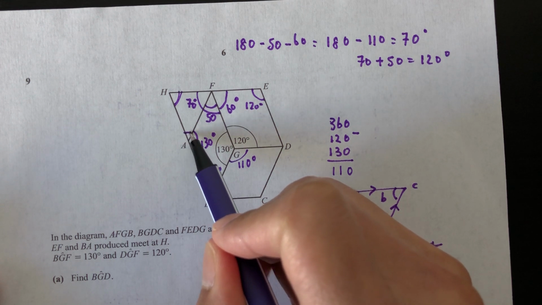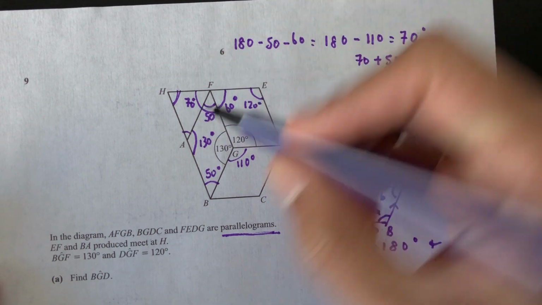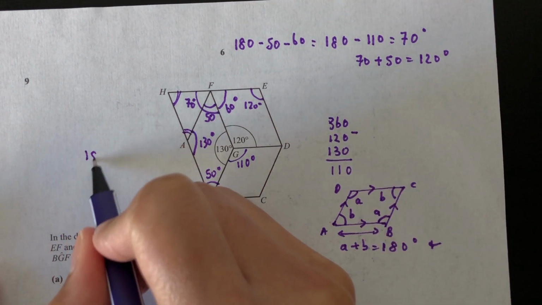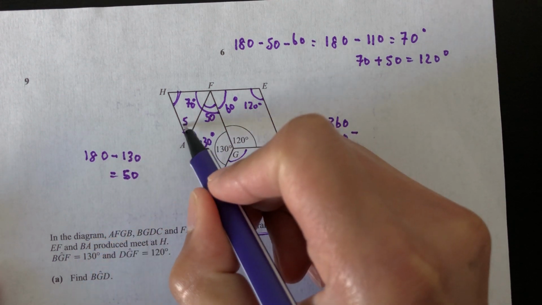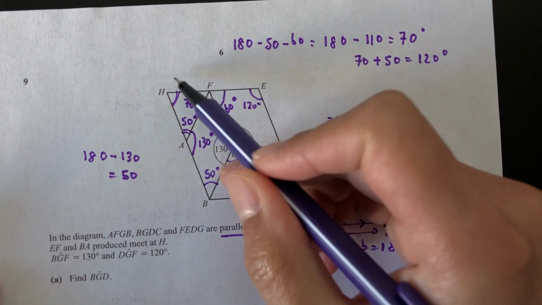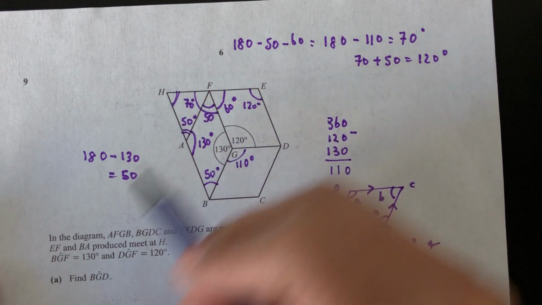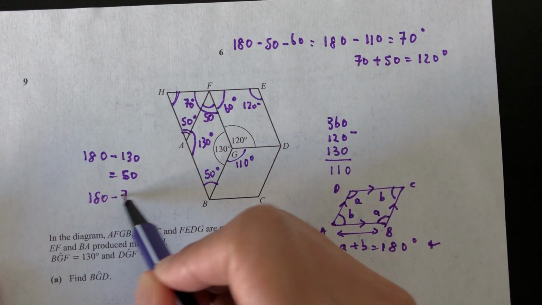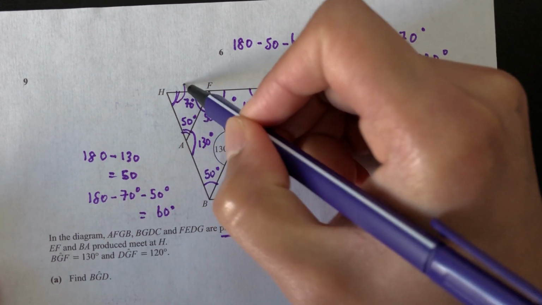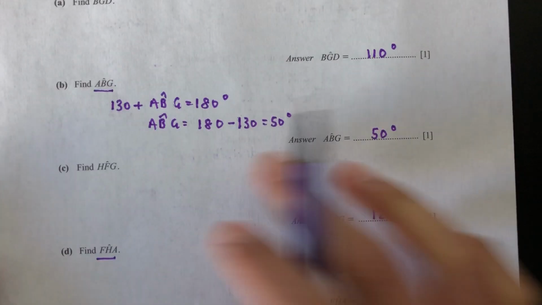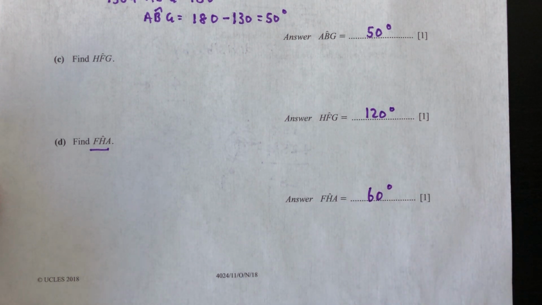So we can find this angle first because, as you can see, this is a straight line and the sum of these two angles will be 180. So what is this angle? This angle is 180 minus 130, it will be 50. So we know that this is a triangle and we have 70, 50, and this angle will be 180 minus these two. So 180 minus 70 minus 50, it will be 60. So this angle is 60. So the last part is FHA is 60 degrees.